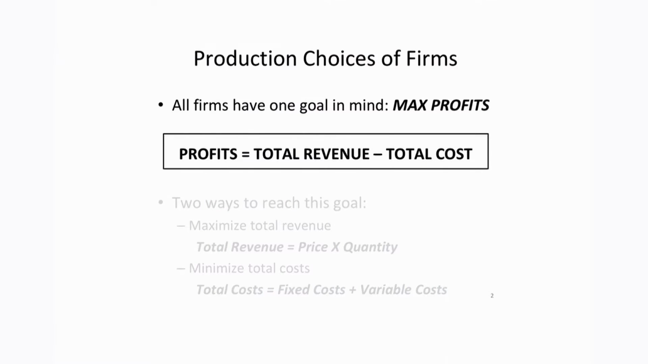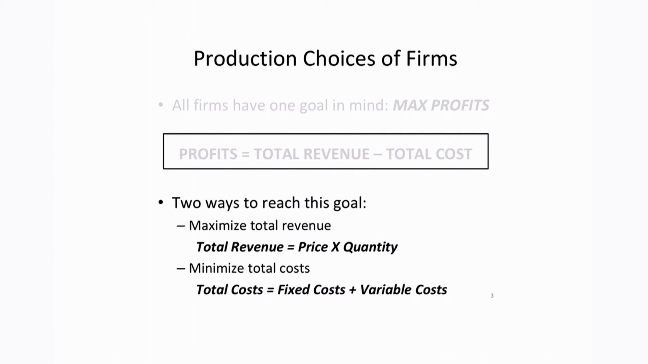So to start off with, recall that all firms are going to be interested in trying to maximize their profits. And profits are the difference between total revenue and total costs. So therefore, if a firm wants to maximize profits, it is going to be looking at trying to maximize total revenue as well as minimize total costs.